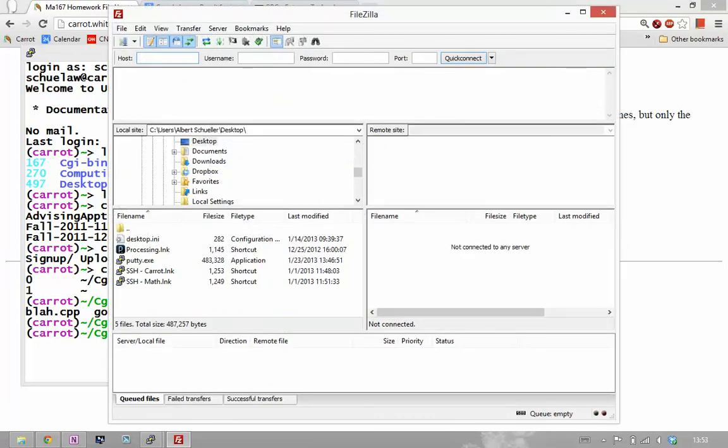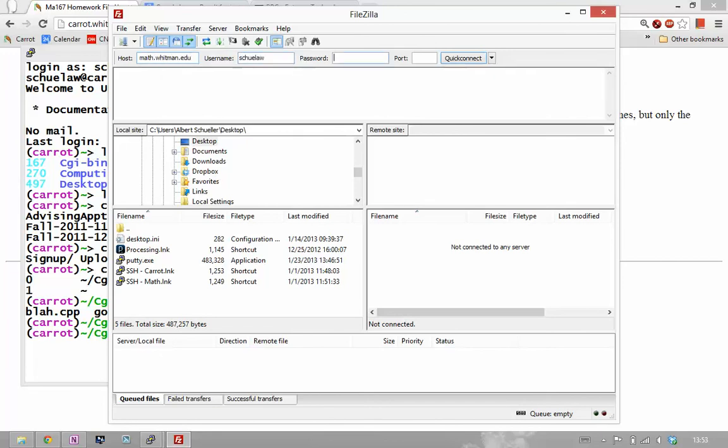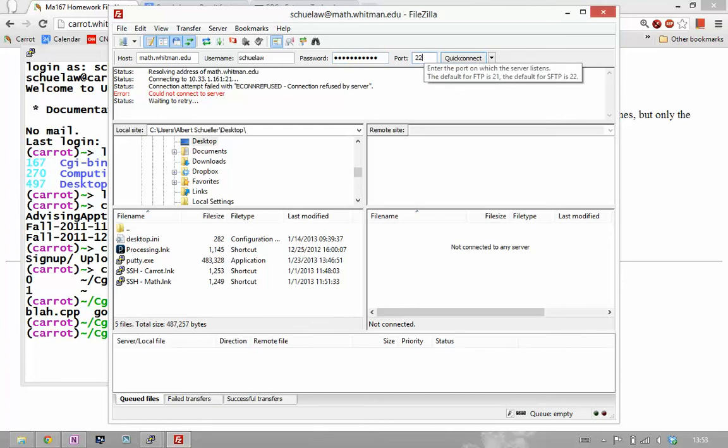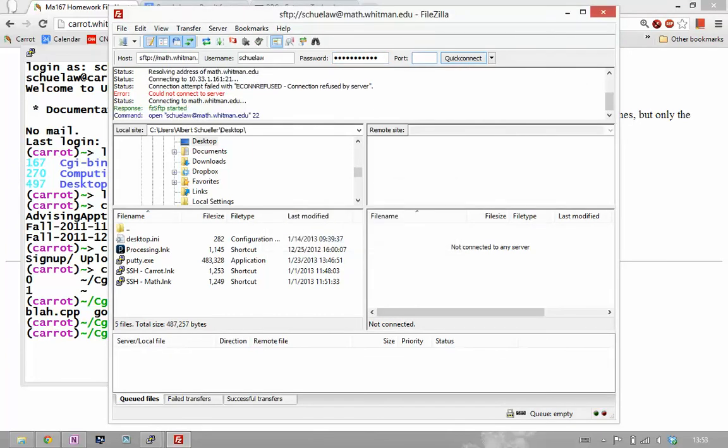You run this thing, you go to math.whitman.edu, type in your username, your password. Hold on now. Oops, and I just did that. Put in 22 right here. That's really important. It won't work unless you put a 22 in there.